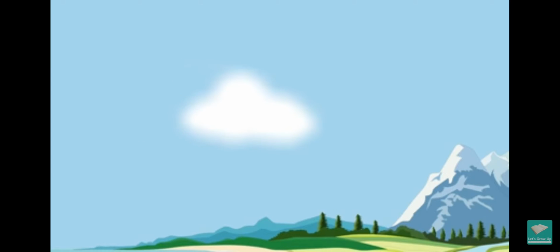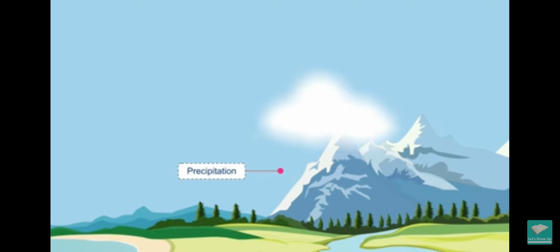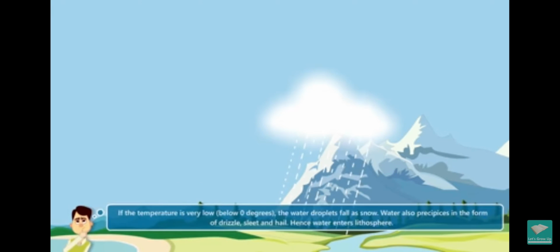This occurs because the water droplets combine to make bigger droplets. Also, when the air cannot hold any more water, it precipitates. At high altitudes, the temperature is low, and hence, the droplets lose their heat energy. These water droplets fall down as rain. Note: if the temperature is very low, below 0 degrees, the water droplets fall as snow. Water also precipitates in the form of drizzle, sleet and hail. Hence, the water enters the lithosphere.